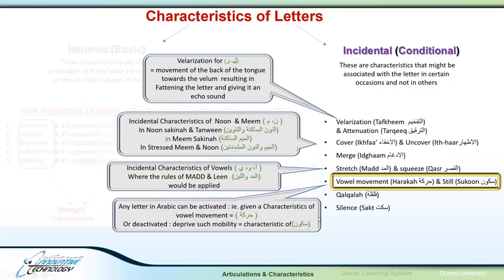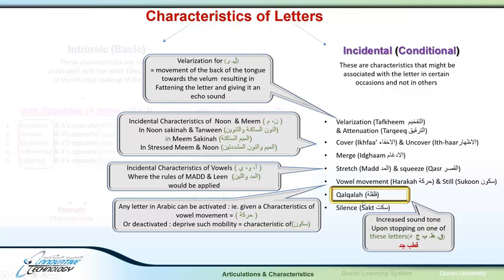Again, don't worry about these. All these again will have their own lessons that will describe each one of those in detail later on. Last but not least is the qalqala, where qalqala is a characteristic that increases sound tone upon stopping on one of these letters: qaf, ta, ba, jim, dal.